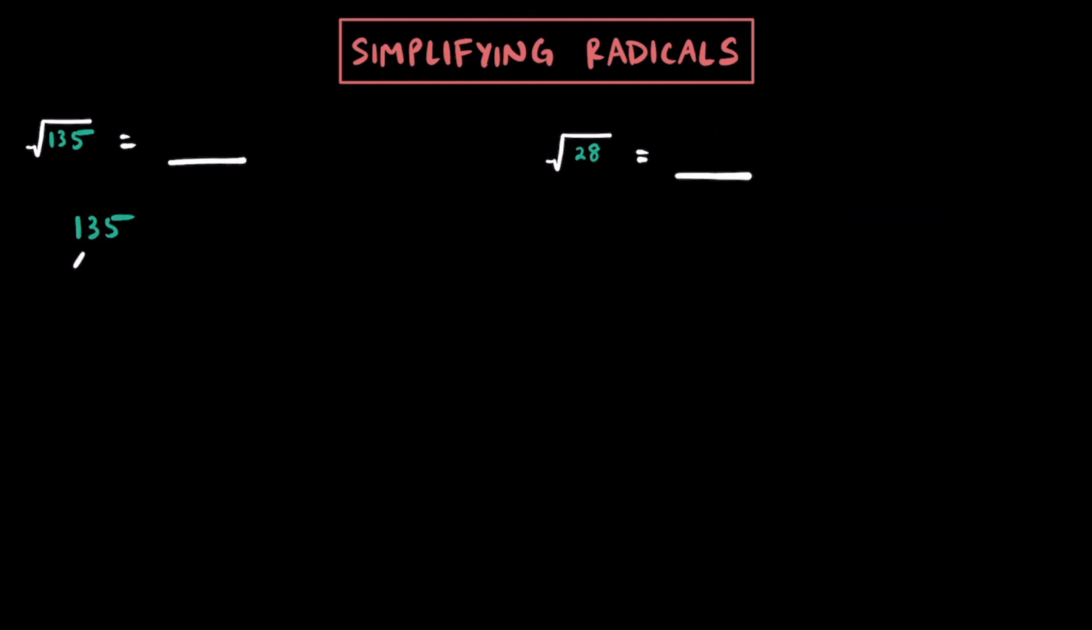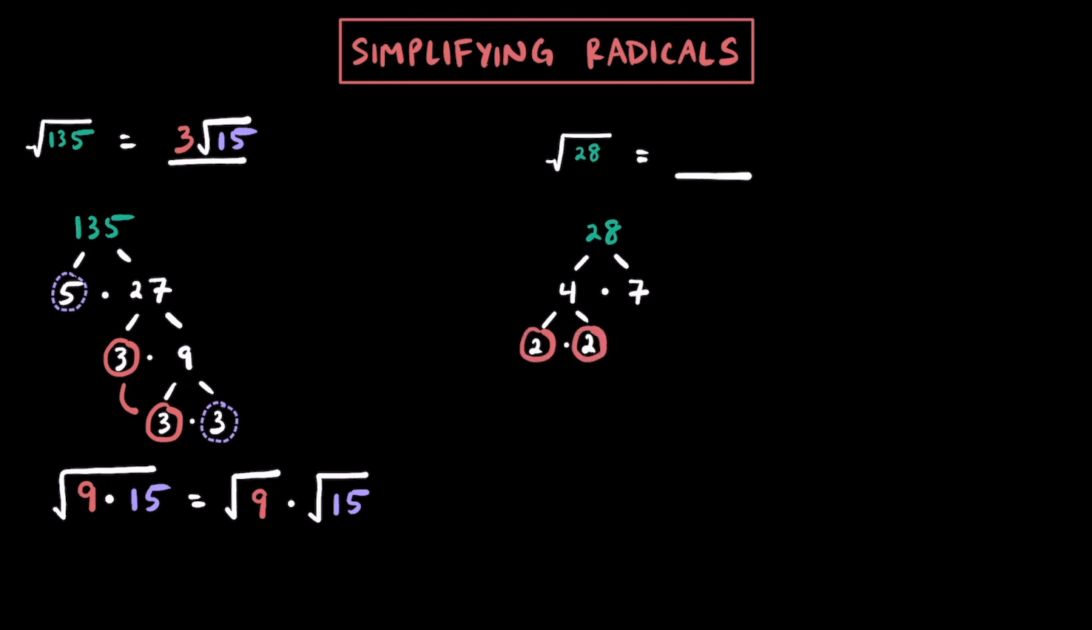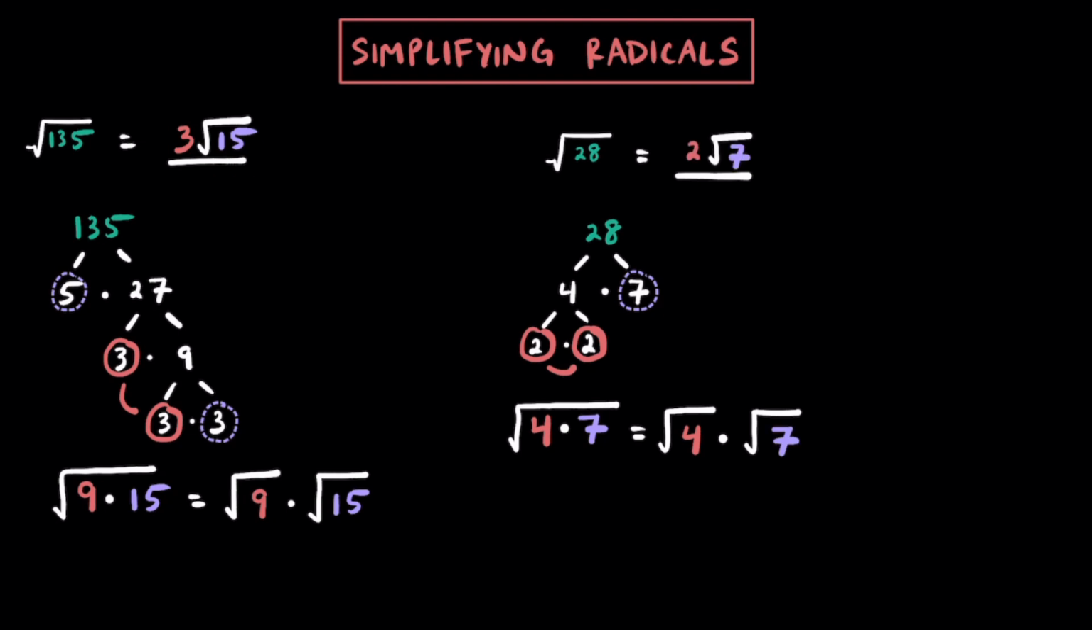For the square root of 135, if we break down 135, we get 5 times 3 times 3 times 3. Pairing together two of the 3's, we get 9, so we can write the square root of 9 times the square root of 15, and we can simplify that down to 3 root 15. And for the square root of 28, the prime factorization is going to be 2 times 2 times 7, and pairing together the 2's, we get 4 times 7, and the square root of 4 is 2, so we can write 2 root 7.